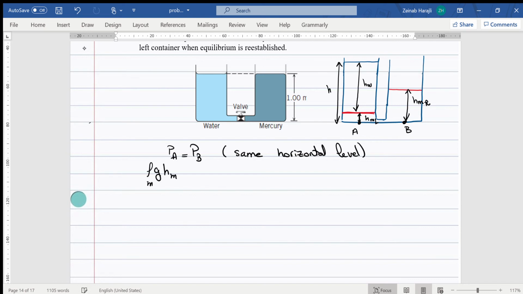Then we add the pressure exerted by water at this point. The water has a height of H water, plus the atmospheric pressure, like we said, and this is equal to the pressure at B, which is rho of mercury, height of mercury right, times g, plus the atmospheric pressure again. Now, of course, this atmospheric pressure would cancel out. The g's would cancel out here, and we can end up with this equation.